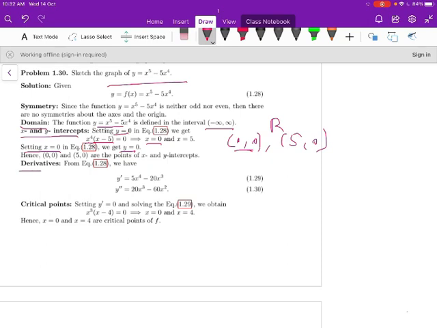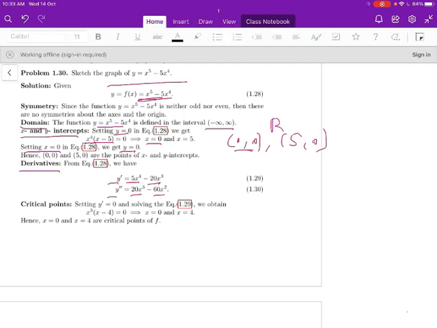Let us calculate the derivatives from equation 1.28. Differentiate with respect to x. We have y dash equal to 5x power 4 minus 20x cube, that is, x power 5 differentiates to 5x power 4, and minus 5 into x power 4 differentiates to 4 into 5, that is 20x cube. Again differentiate, so we get y double dash equal to 20x cube minus 60x square.